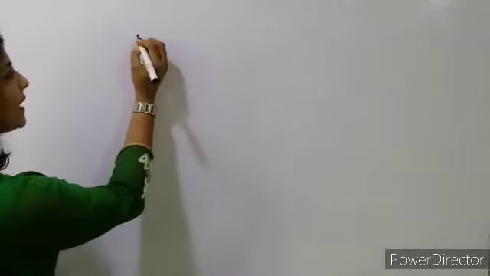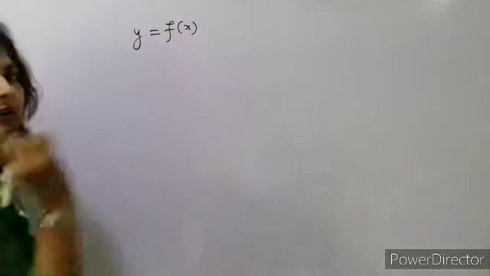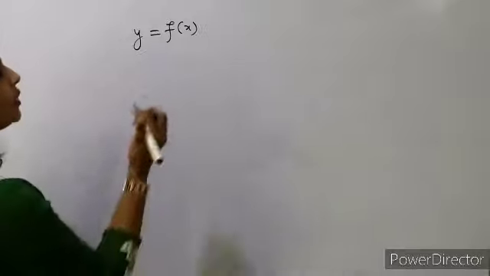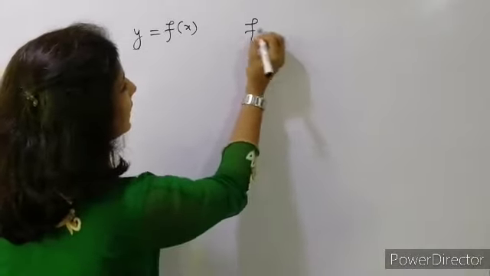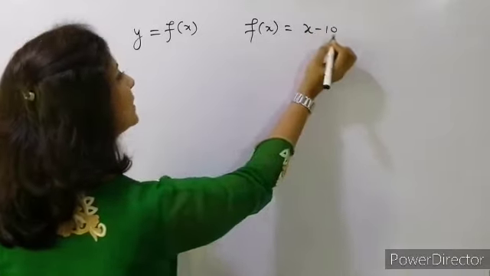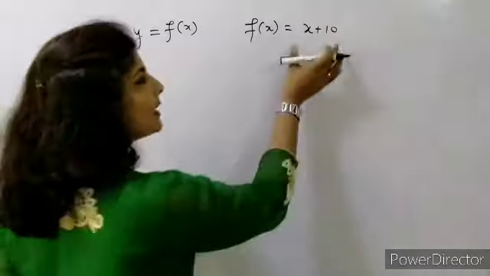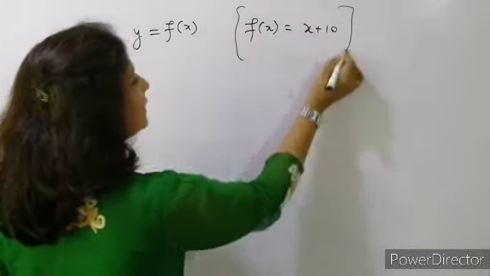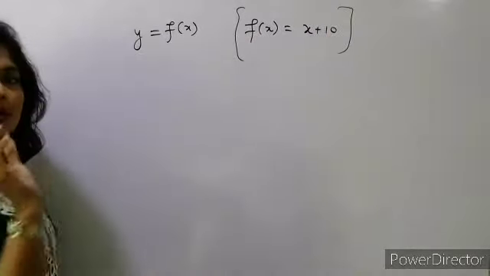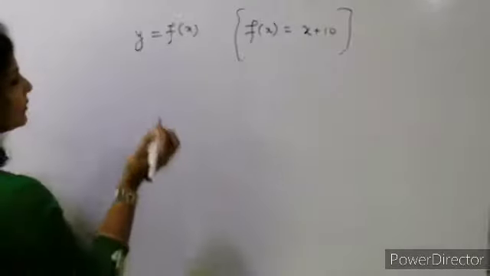Let's start. We have seen in differentiation and derivatives that if y is equal to f(x), meaning y is a function of x, we can also write it like this: f(x) is a function, so it can be x minus 10 or x plus 10, okay? So f(x) is a function of x, that is x plus 10. Now y is a function of x, so we denote y by f(x), right?